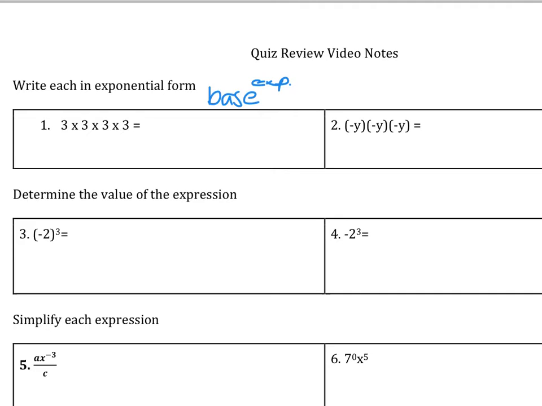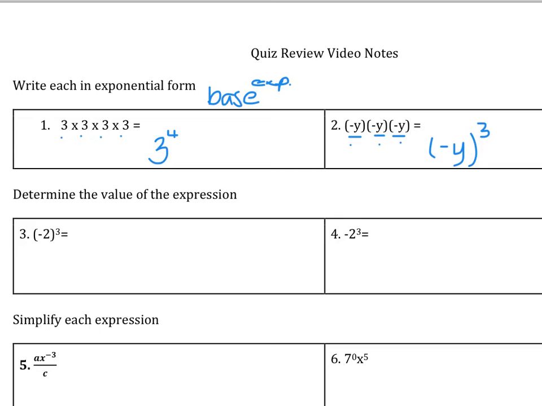So if we look at number 1, what number are we multiplying together? It's 3. How many of them are there? 1, 2, 3, 4. So that's 3 to the 4th power. Number 2, our base is negative y, and since it's in parentheses, we're going to leave it in parentheses. How many negative y's do we have? We have 1, 2, 3, so it's negative y to the 3rd power.